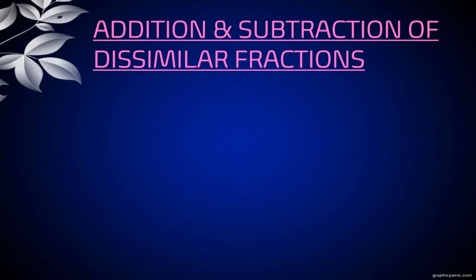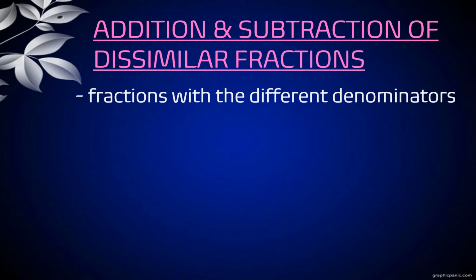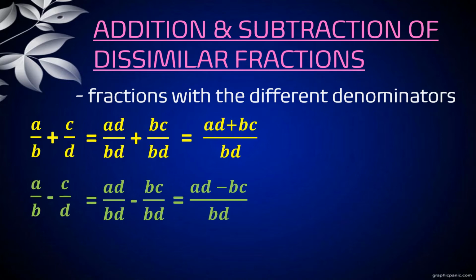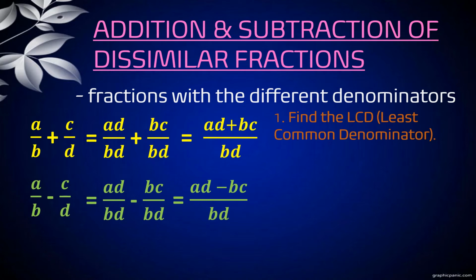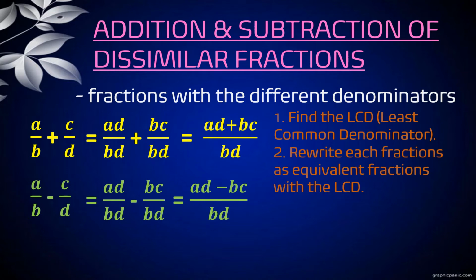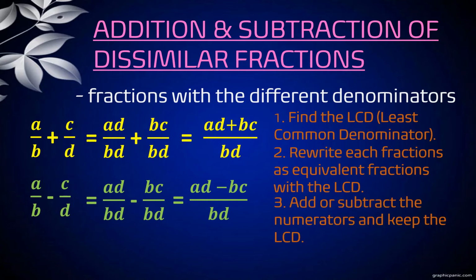This time, let's have addition and subtraction of dissimilar fractions. These are fractions with different denominators. The first step is to find the LCD, or the least common denominator. Then, rewrite each fraction as an equivalent fraction with the LCD. Next, we can now add or subtract the numerators and keep the LCD, and simplify if possible.